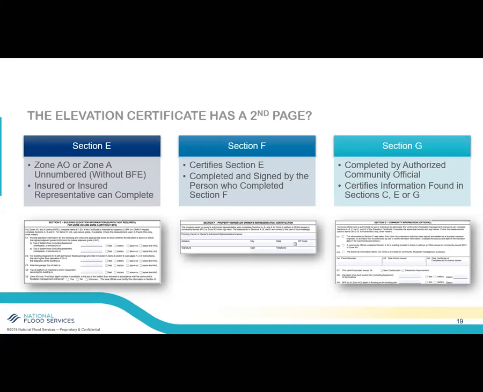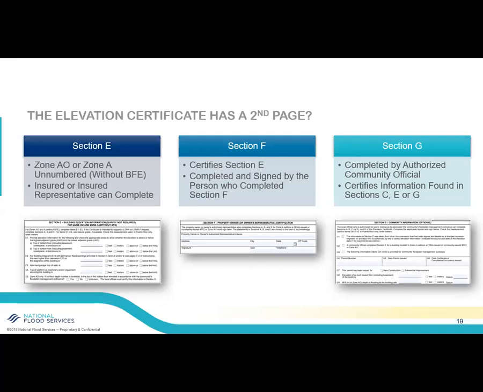For example, if there's an air conditioning unit, the surveyor might put in that box that there's an air conditioning unit placed on a pedestal that's attached to the side of the structure, but it's above the base flood elevation. Important information to know. It's information that's not typically provided in the boxes on page 1. Also on page 2 are sections E, F, and G.